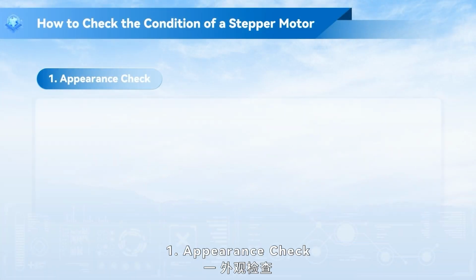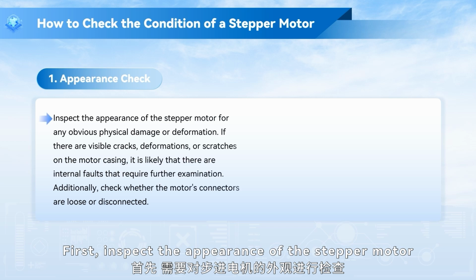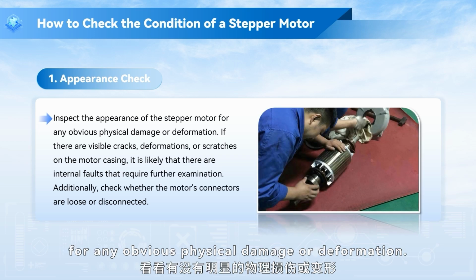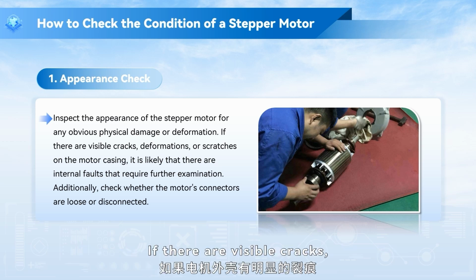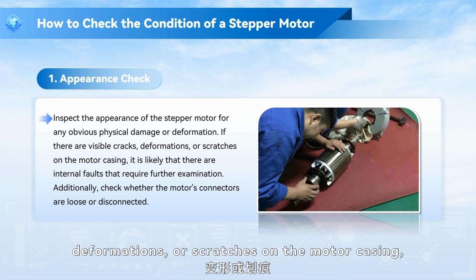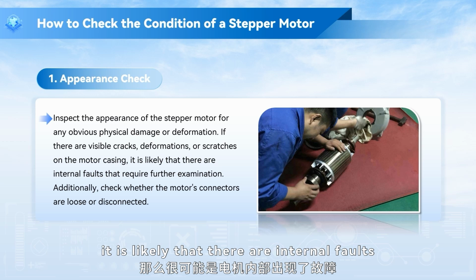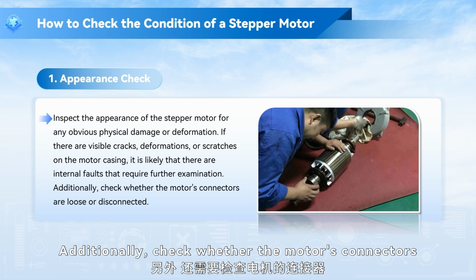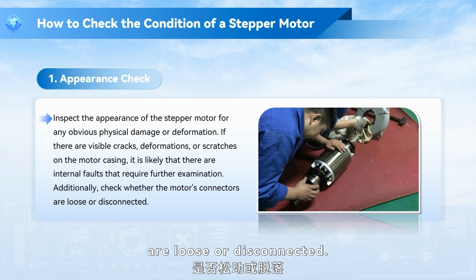1. Appearance check. First, inspect the appearance of the stepper motor for any obvious physical damage or deformation. If there are visible cracks, deformations, or scratches on the motor casing, it is likely that there are internal faults that require further examination. Additionally, check whether the motor's connectors are loose or disconnected.